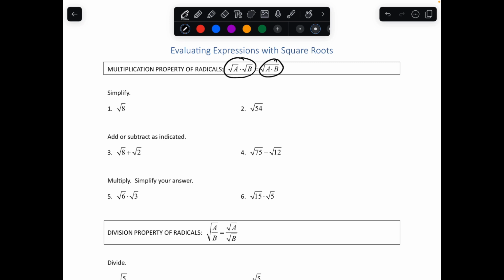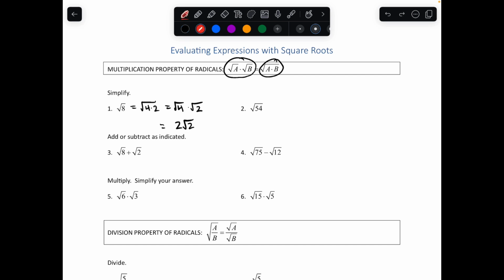For example, let's go down to number 1. I have the square root of 8. Now, the square root of 8 is not a perfect square. However, there is a perfect square that divides into 8. As in, I can rewrite 8 as the square root of 4 times 2, right? Because 8 is 4 times 2. However, following this property, I can rewrite this as the square root of 4 times the square root of 2. But what is the square root of 4? The square root of 4 is 2. And so our answer is 2 times the square root of 2. Now notice, the square root of 2 can't be broken down any further. So our final answer is 2 times the square root of 2.